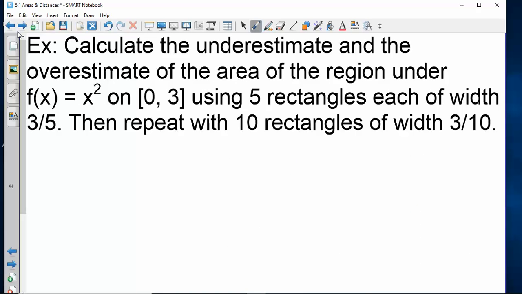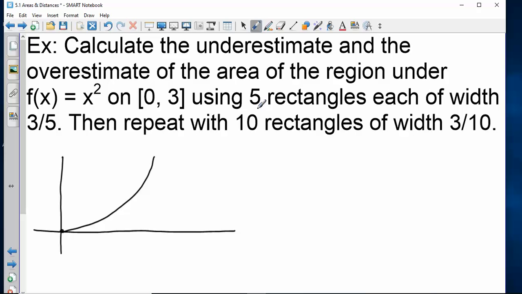So we are going to just look at a couple basic examples to start us out. We are going to do both over and under estimates. And I'm going to draw a picture to help us illustrate this. I want the area of the region under f of x equals x squared on the interval 0 to 3. Okay, so x squared, if I'm just drawing a really rough graph, it looks like this, right? Starting at 0 and ending at 3, something like that.